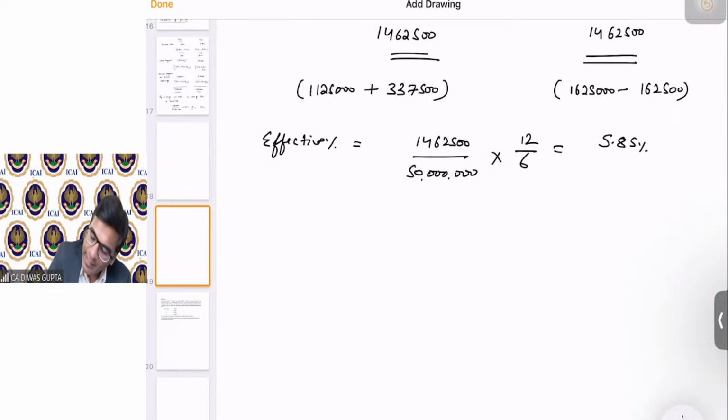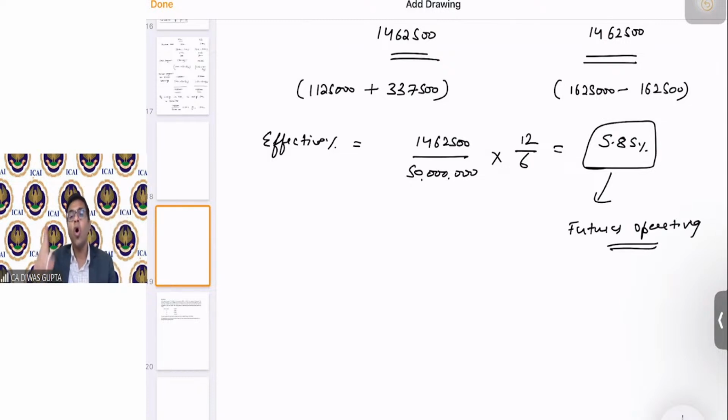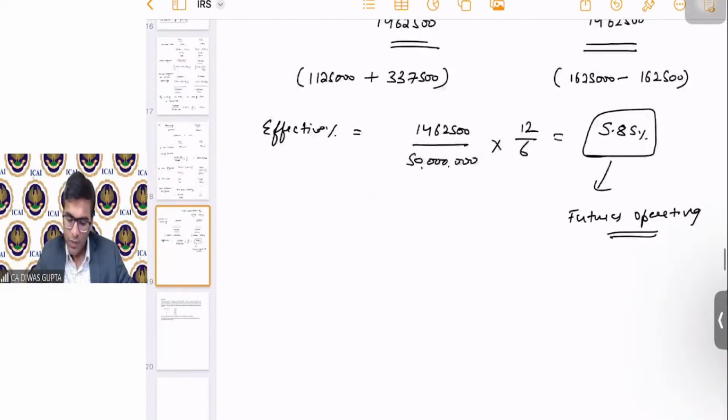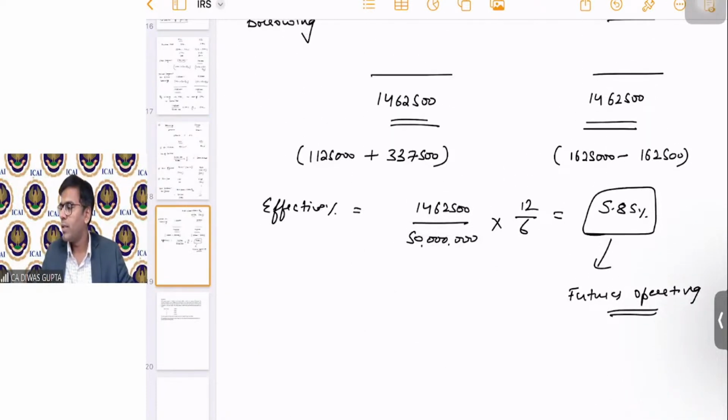And this is the same rate, students, right? At which we have futures operating. Correct? So effectively, again, here we have locked the interest rate at 5.85. Even if it goes to 6.5, still we will end up paying 5.85 as the interest cost, students. I hope this is clear, students.